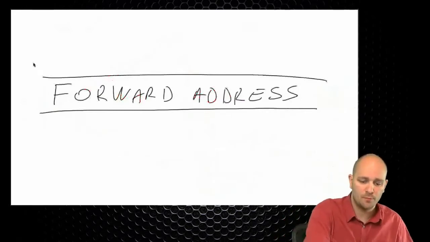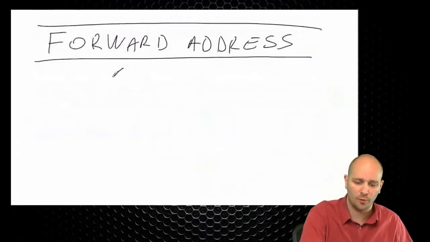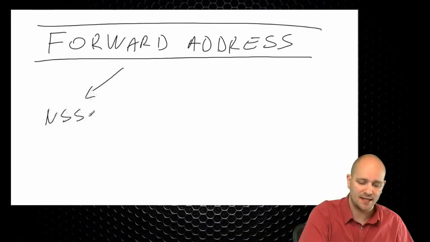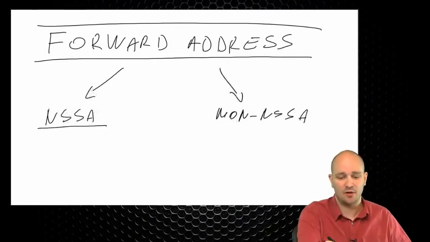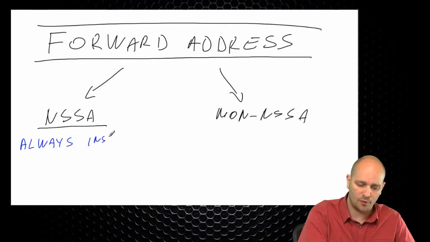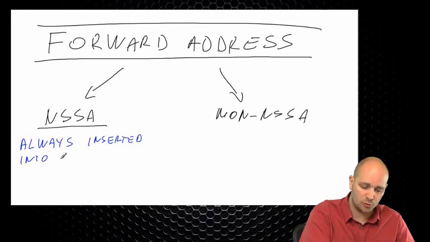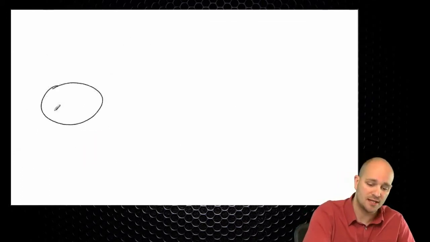Now, there are two important things about the forward address, and one is the behavior of the forward address when we have the NSSA and when we have non-NSSA area. When we have NSSA area, the rule of forward address is very simple. There will always be a forward address, so it will always be inserted into type 7 LSAs.